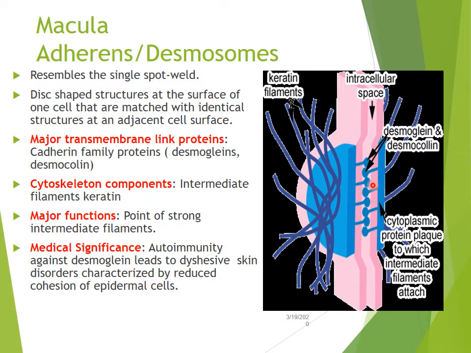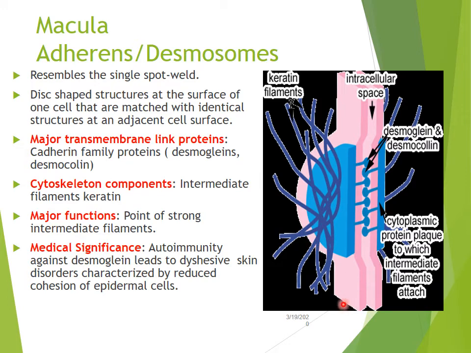Now the linker proteins or the transmembrane proteins which are linking these two disc-shaped structures belong to the cadherin family of proteins, and they are called the desmoglein and the desmocollin. The cytoskeletal component, which is attached to these disc-shaped structures on the cytosol side, is the keratin form of the proteins of the intermediate filaments. So the major function is as the point of strong intermediate filaments, also providing strength and stability.